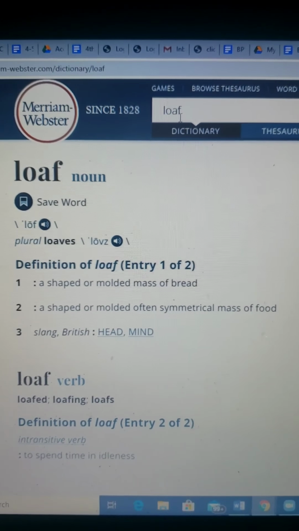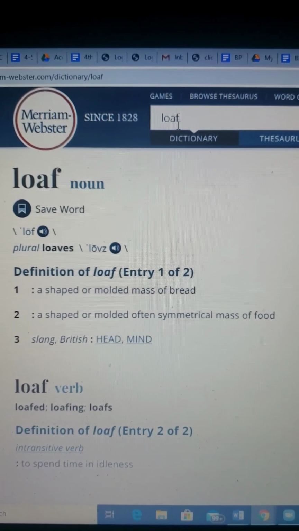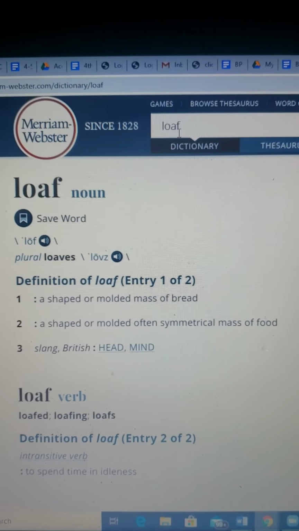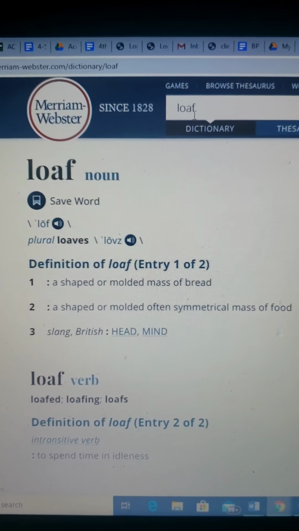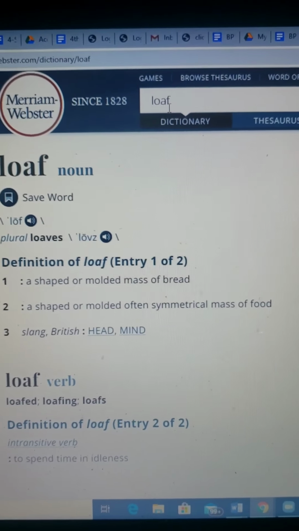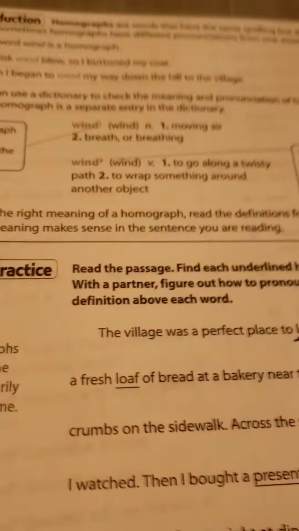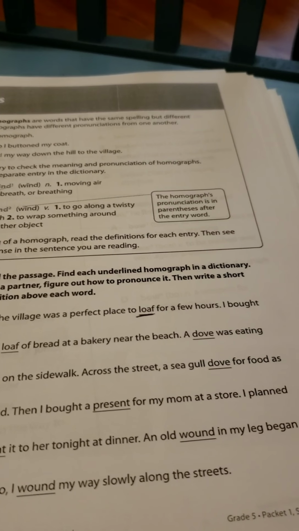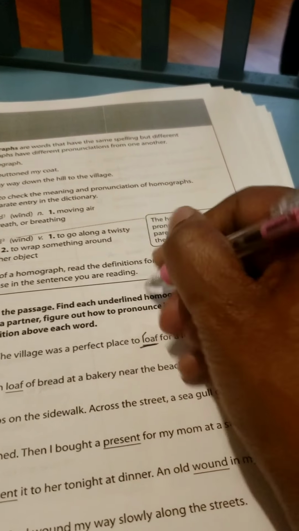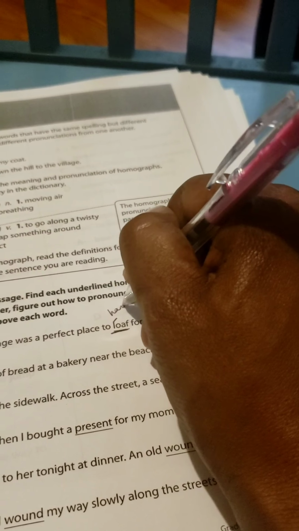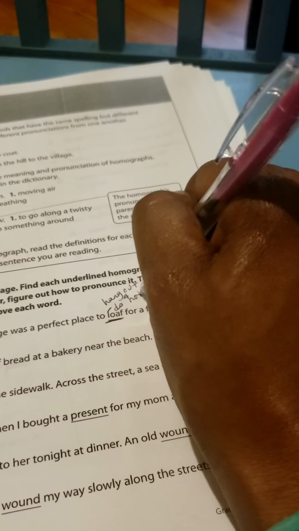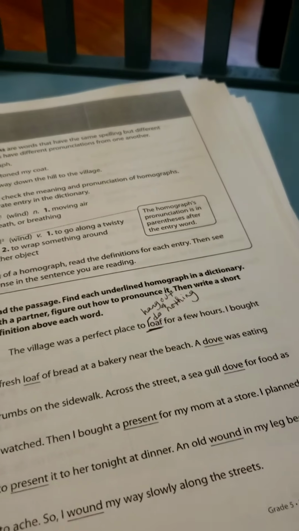But then as a verb, okay, it means to spend time in idleness. So basically, spend time not doing much of anything that's really productive. That's what it means to loaf, okay? So now, we go back over and we can fill in the definitions a little bit. The village was the perfect place to loaf for a few hours. So, hang out and do nothing is what I put for that.